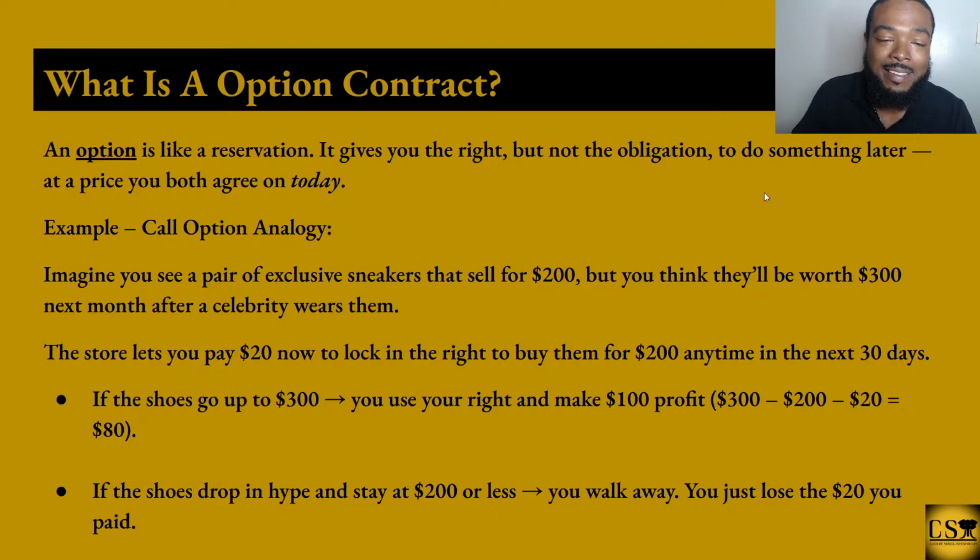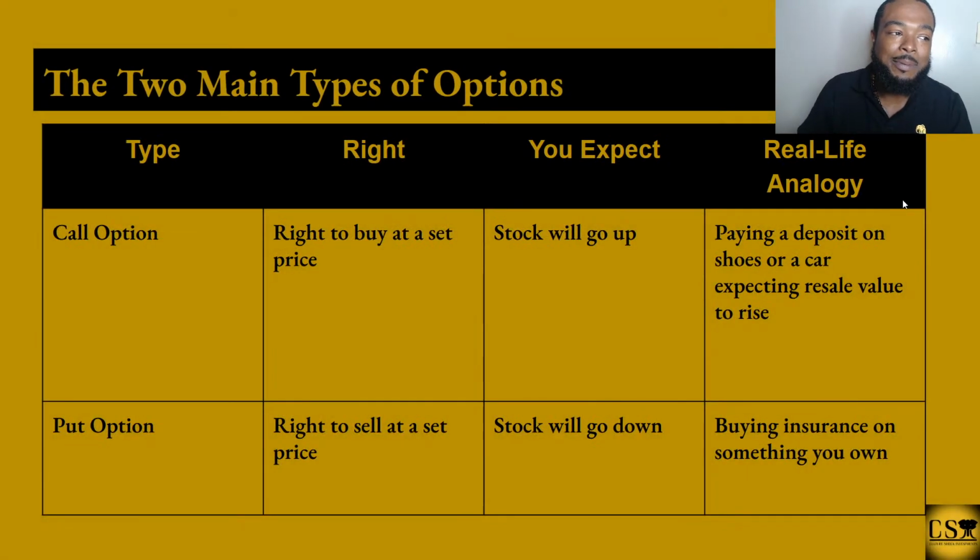So that is the basic operation and function of an option contract. The two types of option contracts we have are call options and put options. The call option is the right to buy a stock at a set price. So this is when you're expecting the stock to go up because you're going to want to buy it at a set price. And you're paying a deposit, like we said earlier. It's like paying a deposit on those shoes or a car, expecting the resale value to rise.